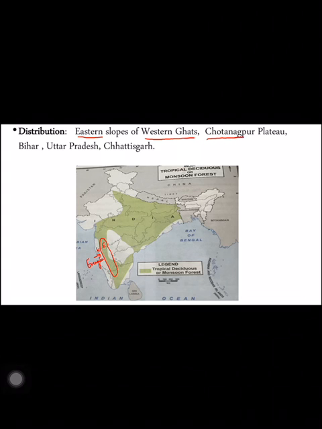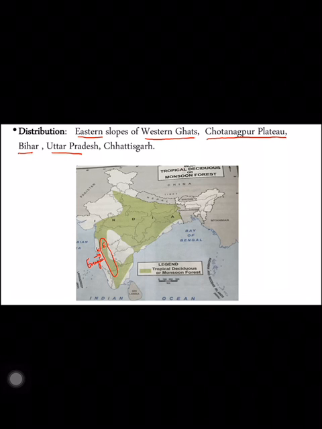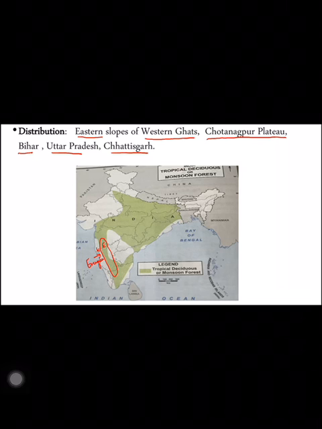Chota Nagpur Plateau region, even in the Chota Nagpur region you would find them, okay, and some states covering Bihar, UP, Chhattisgarh. So please try to remember your regions separately and your states separately. Regions would be the eastern slope of the Western Ghats, Chota Nagpur. States would be Bihar, UP, Chhattisgarh.